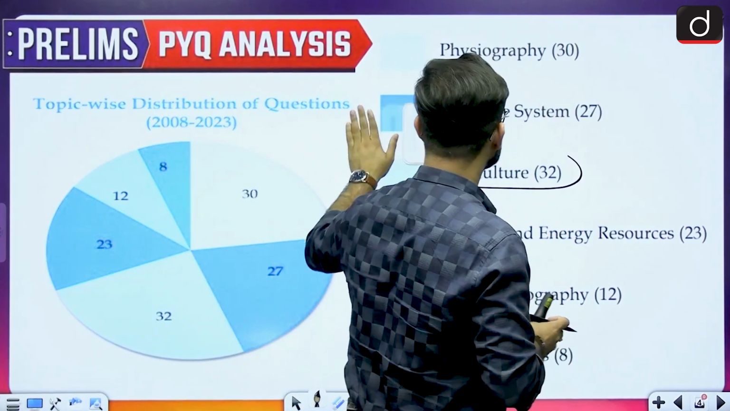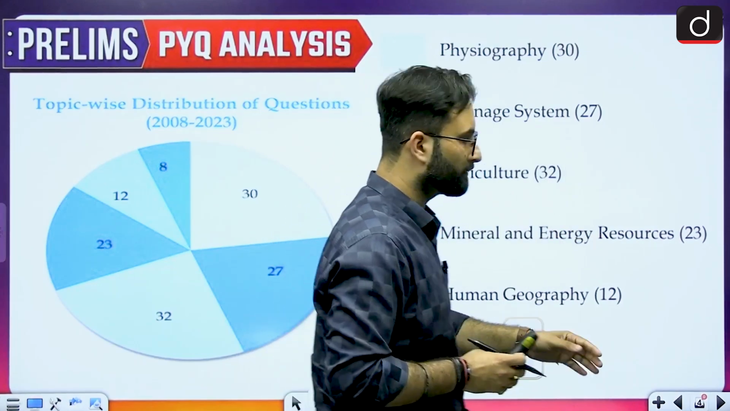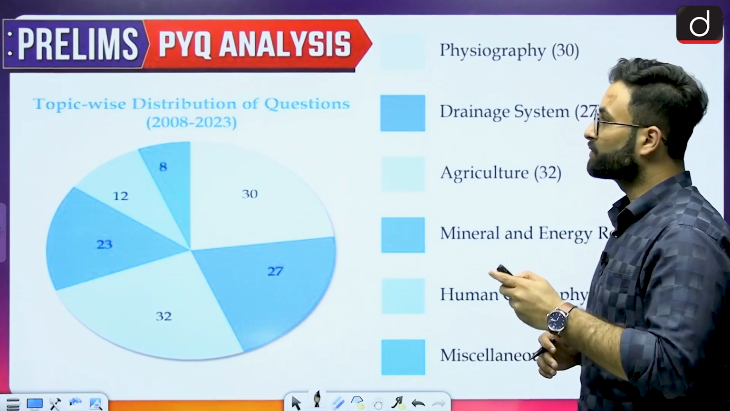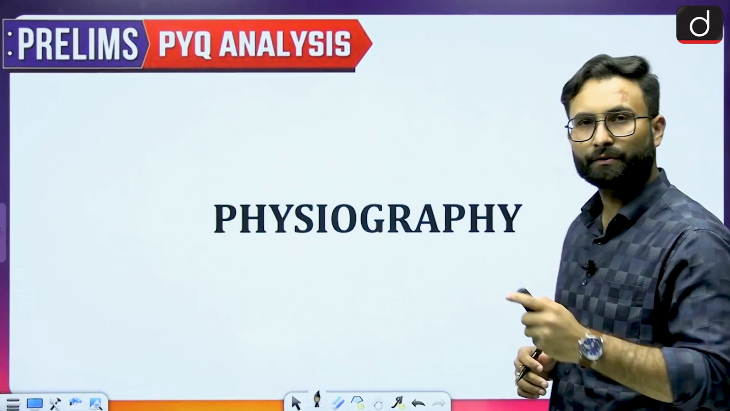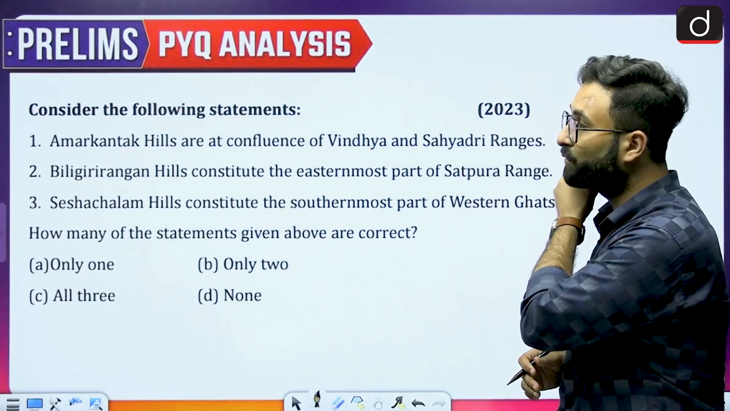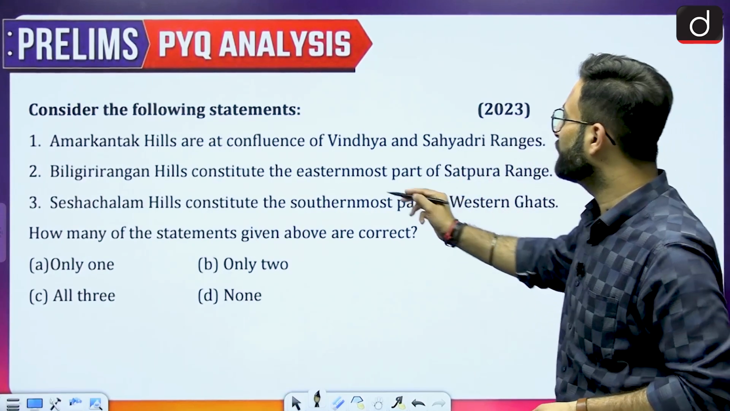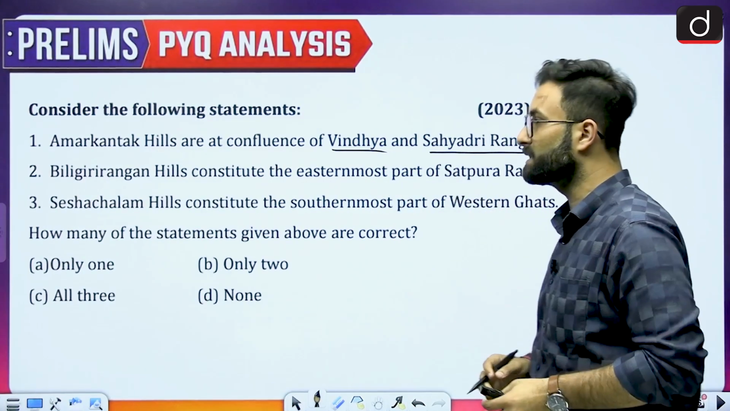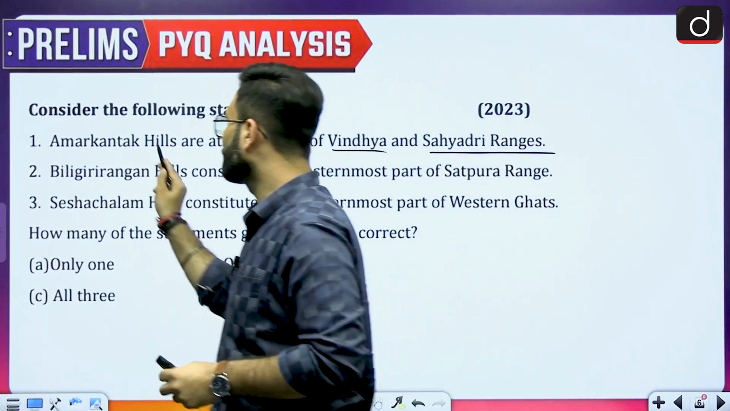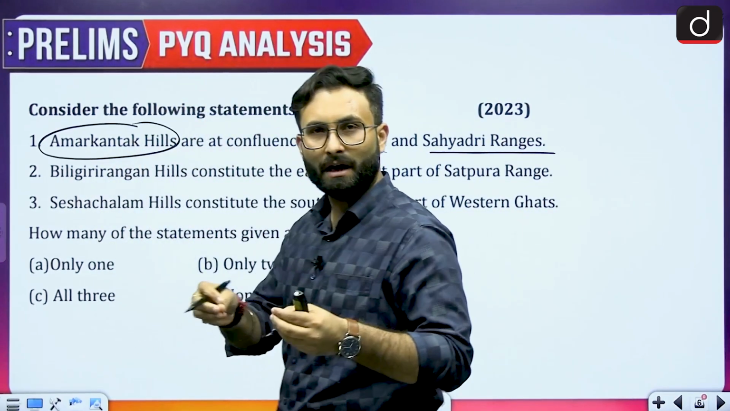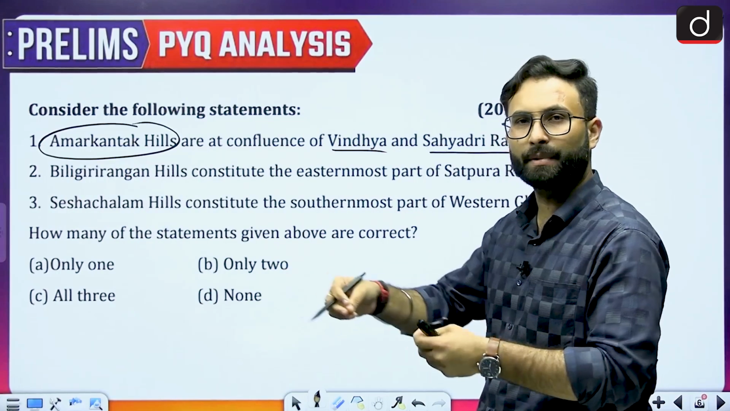We will be going through physiography, drainage system, agriculture, mineral resources, etc. Okay, so now let's start with the first part, that is physiography. We will be starting with the first question. Consider the following statement: Amarkantak hills are at the confluence of Vindhya and the Sahyadri ranges. Now they are talking about Amarkantak. Amarkantak is somewhere around the MP or Chhattisgarh area.